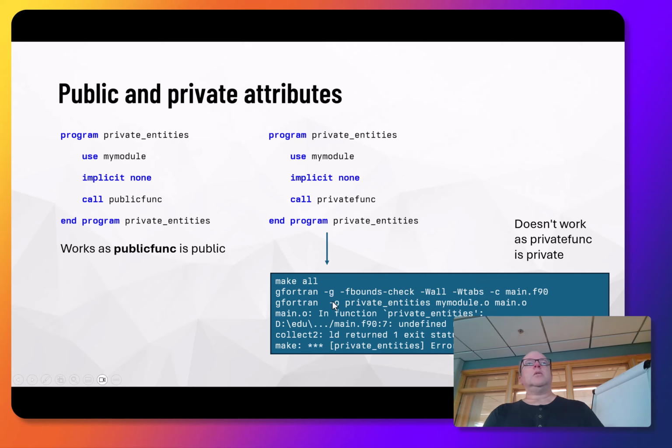So for example here, in use my module, I want to call the private function here. Now you can see what happens if I compile. It won't even link because this is not visible to the linker. So that's one way you can really protect your subroutines from being called by mistake. This will work because this is a public function.